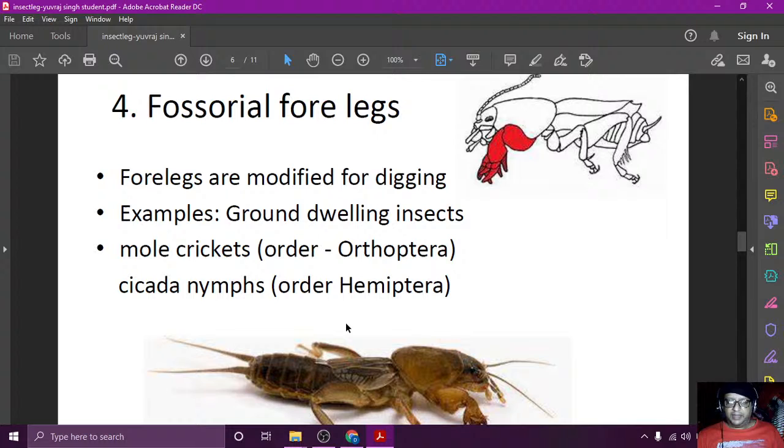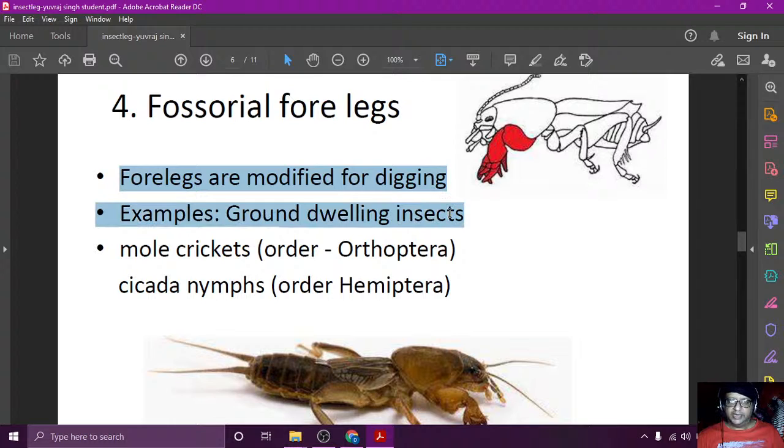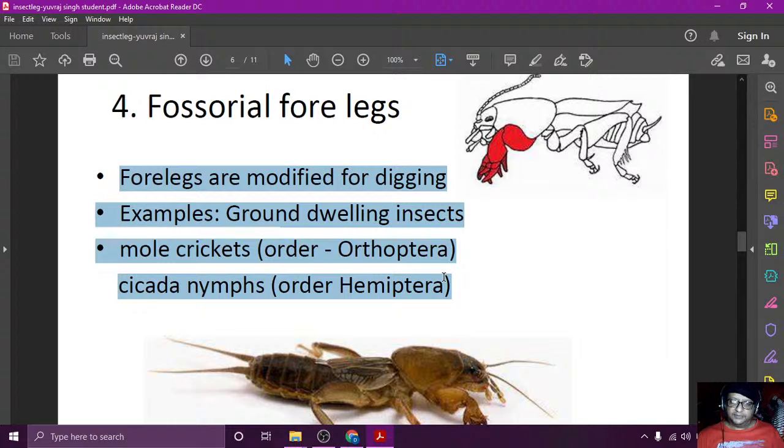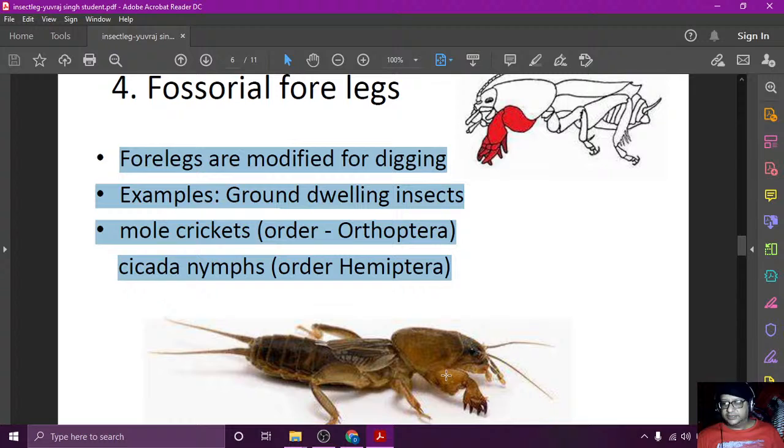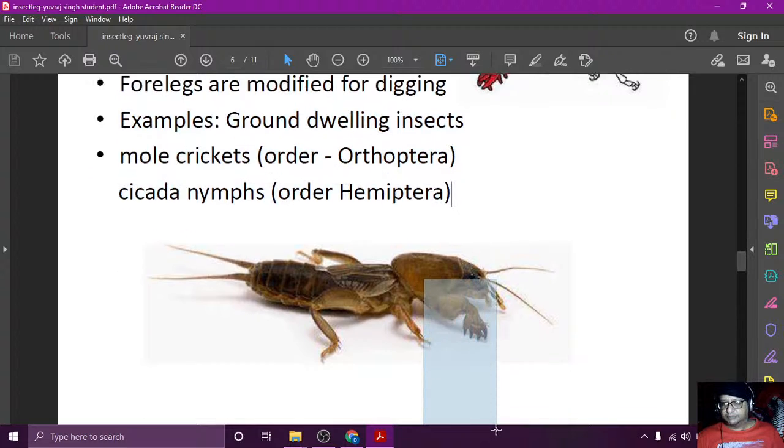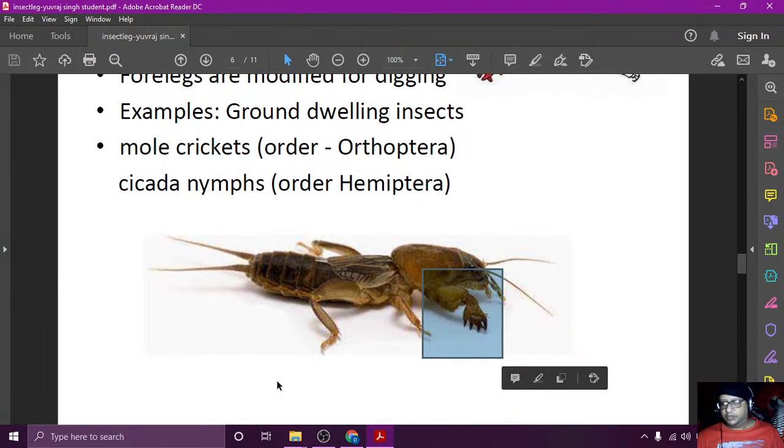The next type are the fossorial forelegs. The forelegs are modified for digging. Examples are ground-dwelling insects, mole crickets, order Orthoptera, and cicada nymphs, order Hemiptera. So you can see that this foreleg is modified for digging.